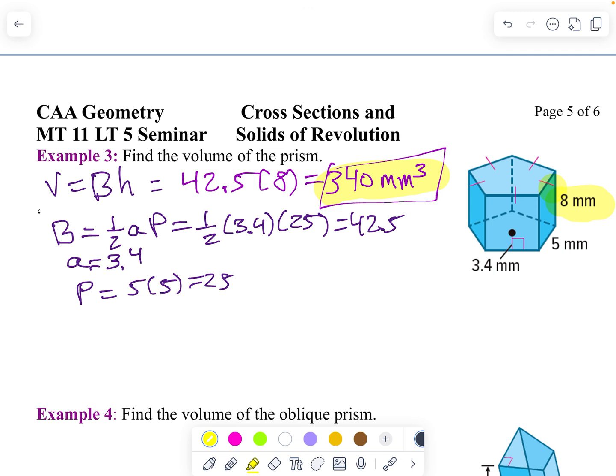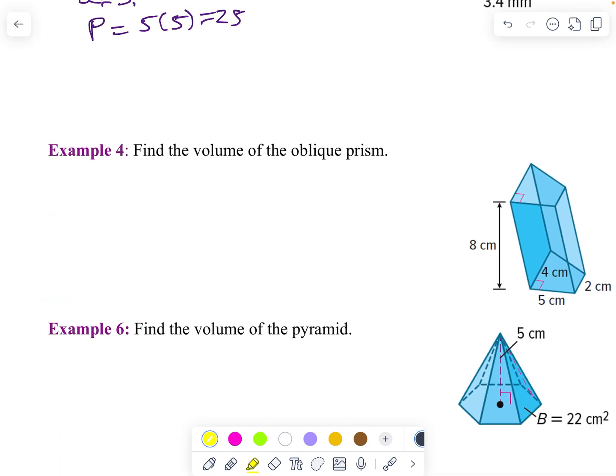Now if I take a look at example 4 here, I just want to find the volume of this prism. And it's the same formula, isn't it? Because prisms use the same formula. It's the area of the base times the height. Whoops, I've got my highlighter on there. Let me redo that. So the volume is the area of the base times the height.